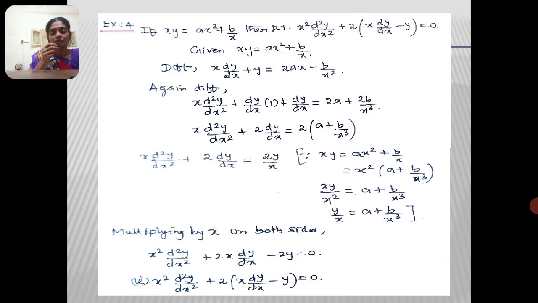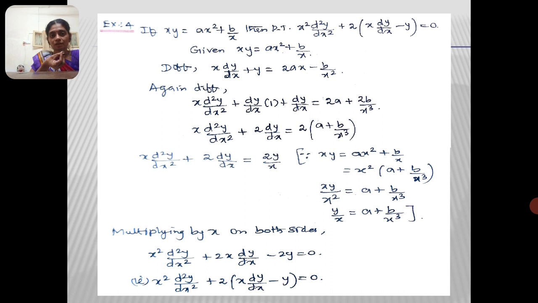Then example 4. If xy equal to ax² plus b/x, then we have to prove x² d²y/dx² plus 2x dy/dx minus y equal to 0. So given xy equal to ax² plus b/x, differentiating, x dy/dx plus y equal to 2ax minus b/x². Again we have to differentiate, then only we arrive at the answer.